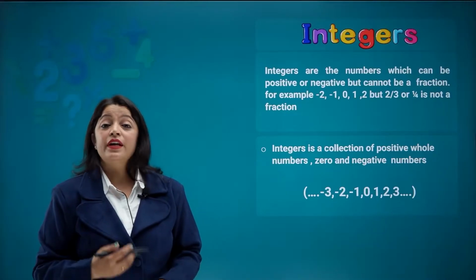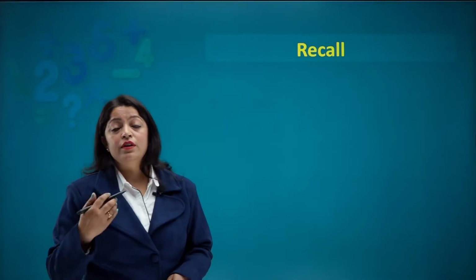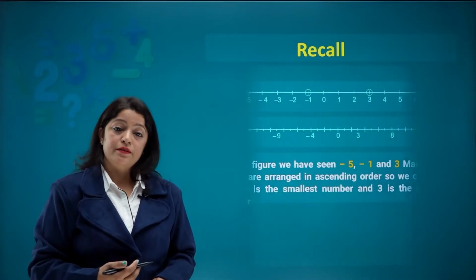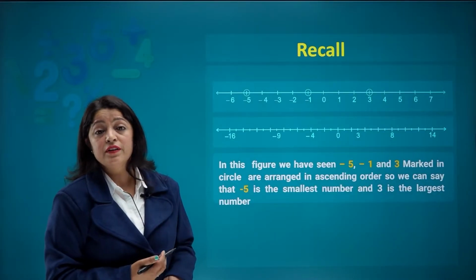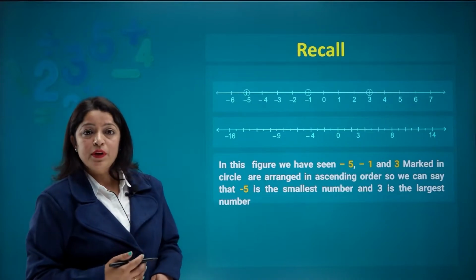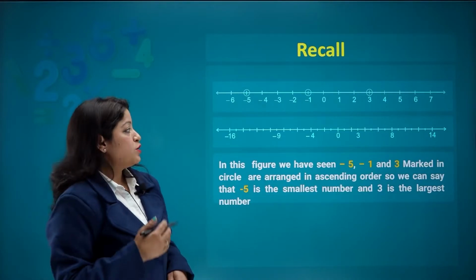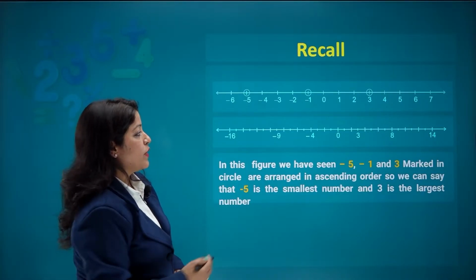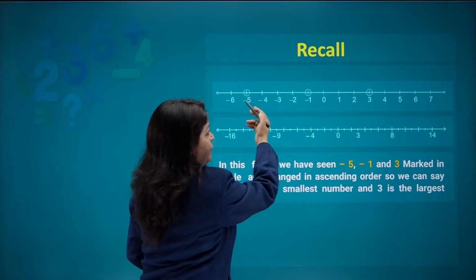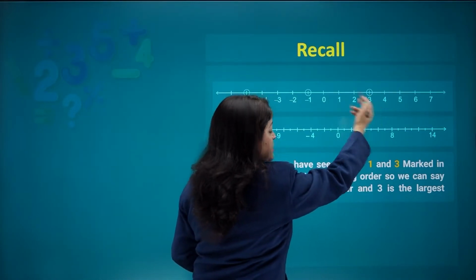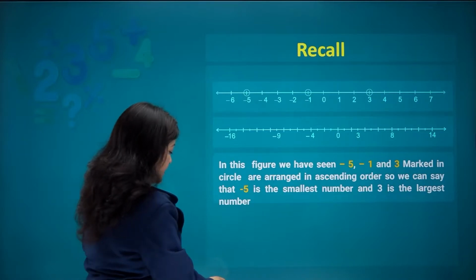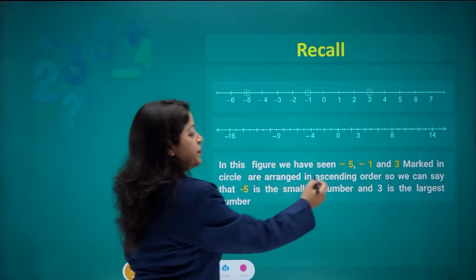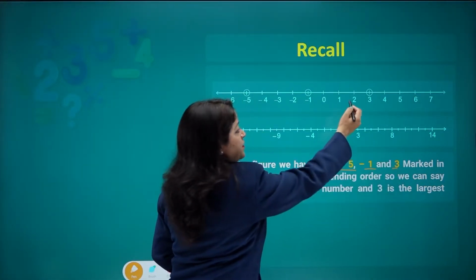Now in this chapter, let's recall what we have already done in grade 6. This is a number line, you are familiar with it as well. So in this we know -1, -5 and 3 we have marked with a circle over here. So here we can see one thing, that these 3 points are marked with a circle, right?